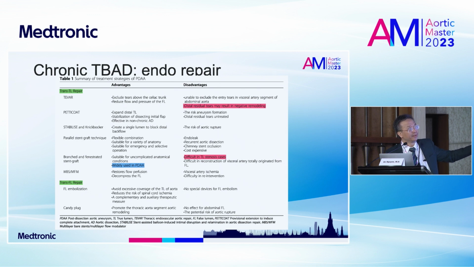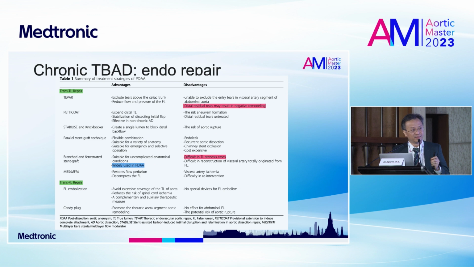For the TBAD only, because TBAD just treats the entry, but doesn't treat the re-entry. For the chronic dissection, there are 2 problems. First, the entry, and the more difficult problem is the re-entry. If we just close the entry and the re-entry is still open, the false lumen will increase and re-increase, and finally it will rupture.